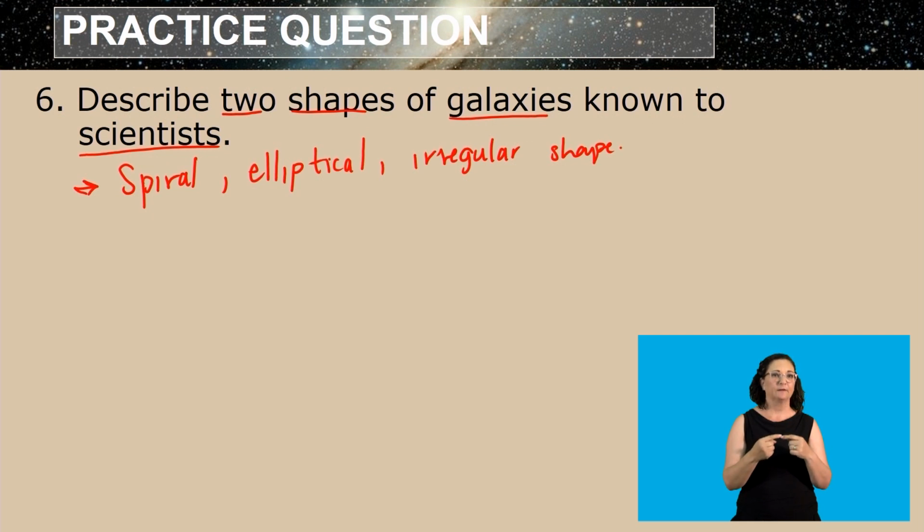All right. Remember, we said that stars also have different shapes and different sizes. Some stars can be spiral, others can be a sphere shape, and others can be irregular as well. But galaxies, we said that they can be spiral, they can be elliptical, and they can still be irregular shaped.